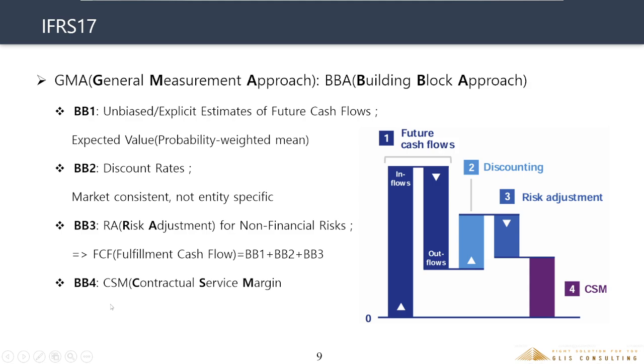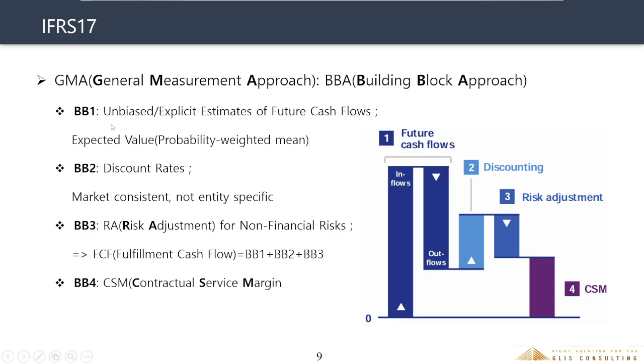And building block 3, risk adjustment, is a new one for non-financial risk. So it means that we have to reflect another adjusted value to reflect the uncertainty of future cash flows. So this is a quite natural quantification of the cash flow uncertainty.